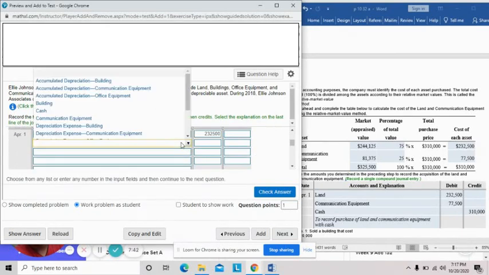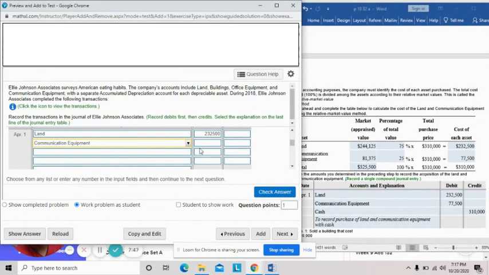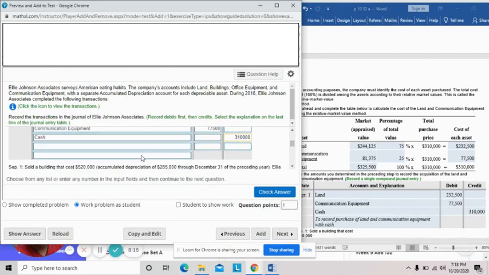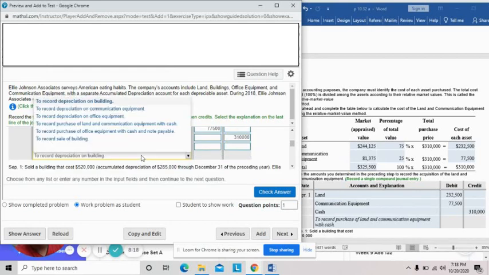Also be a debit in communication equipment, which is 77,500. Then it will be a credit in cash, which, as you recall, is the total amount of 310,000. So the explanation or the purpose of this journal entry is to record the purchase of land and communication equipment with cash.